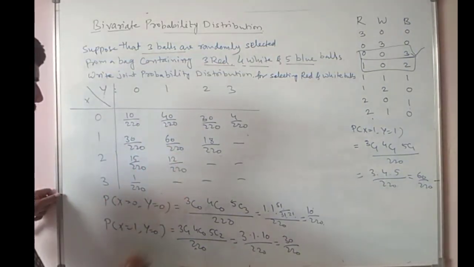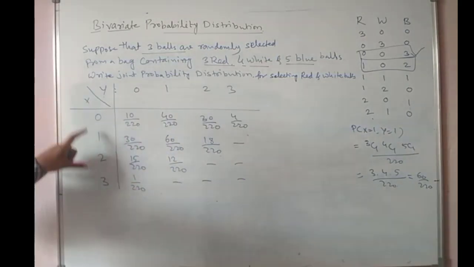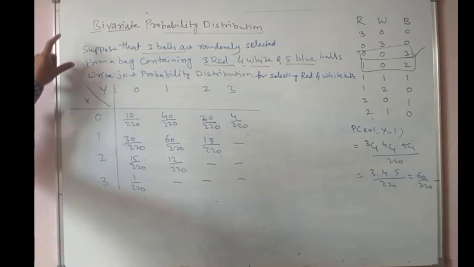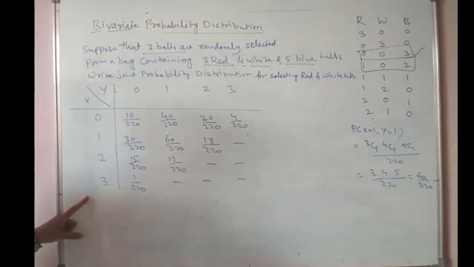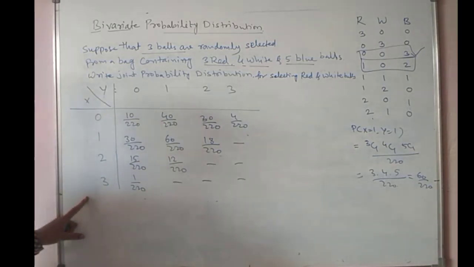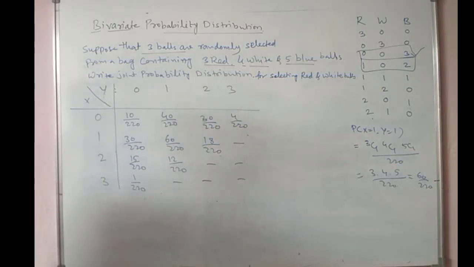If you have all the probabilities here, then you get the final probability distribution table, or bivariate probability distribution, that looks like this. So today we stop here. We'll continue in the next class.